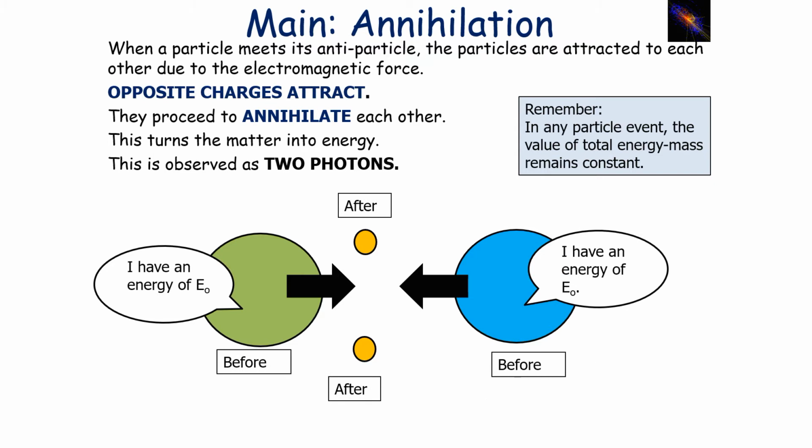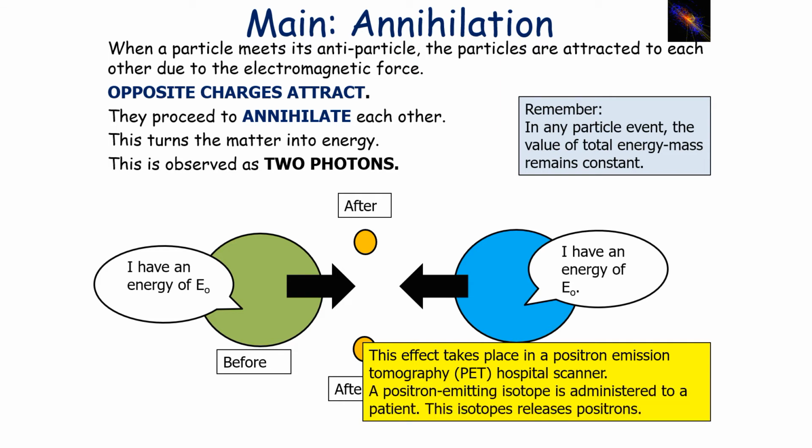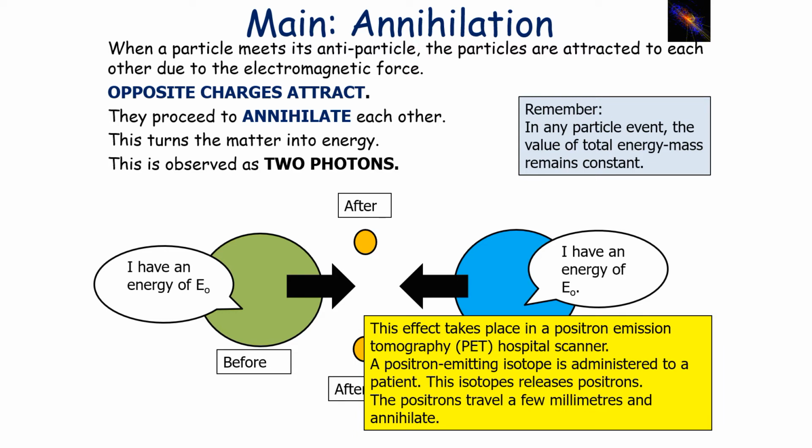Now we can actually observe this event, by the way, in a positron emission tomography hospital scanner, a PET scanner. So a positron emitting isotope is administered to the patient, so this isotope releases positrons. The positrons travel a few millimeters, and then annihilate.